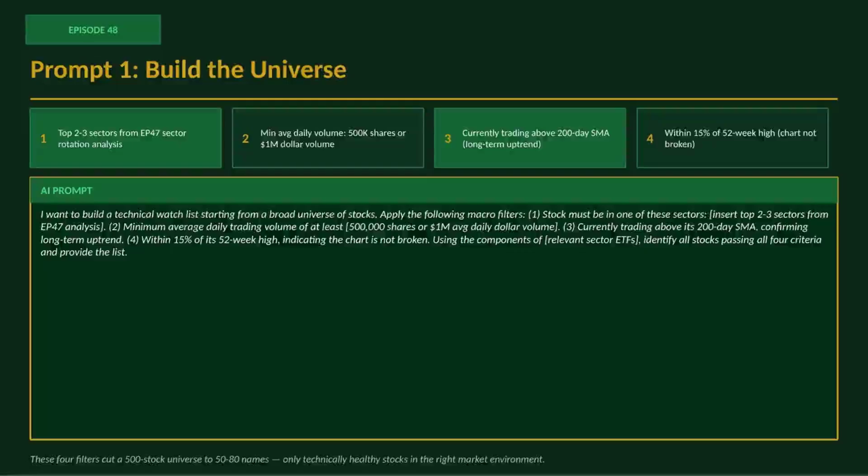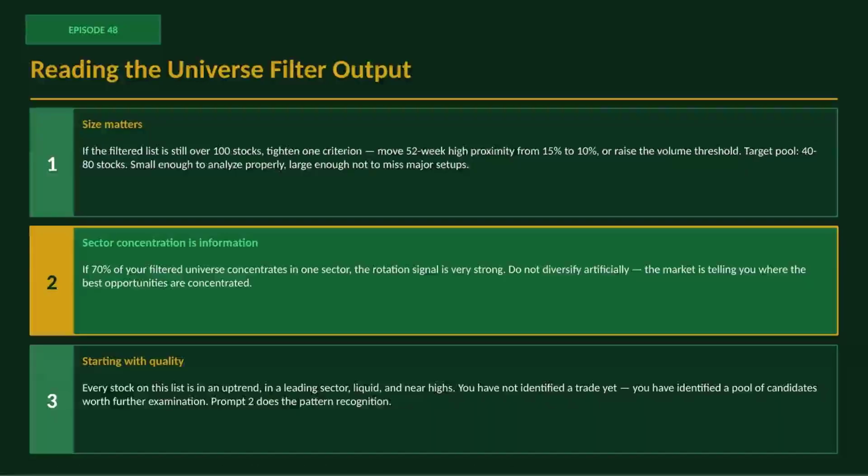These 4 filters alone will cut a 500 stock universe to 50 to 80 names. You have eliminated the weakest sectors, the illiquid stocks, the broken long-term trends, and the severely damaged charts. What remains is a curated universe of technically healthy stocks in the right market environment. The universe filter gives you a starting pool. Here is how to use it.